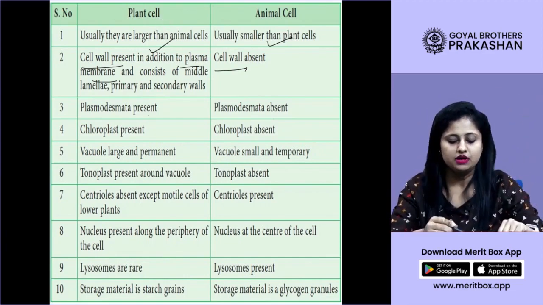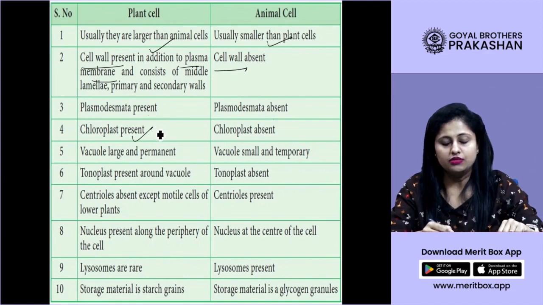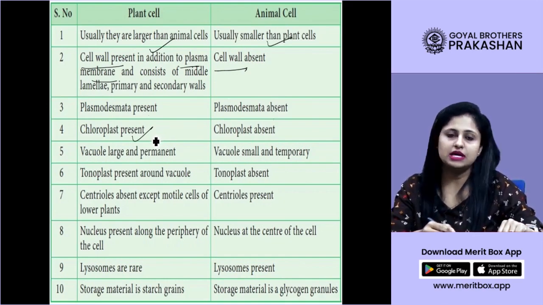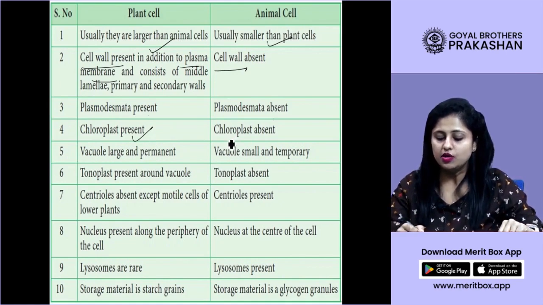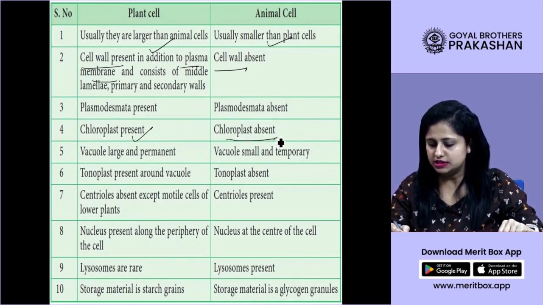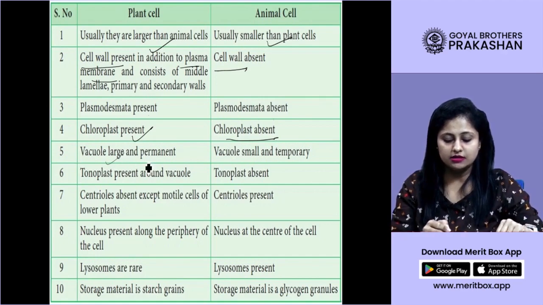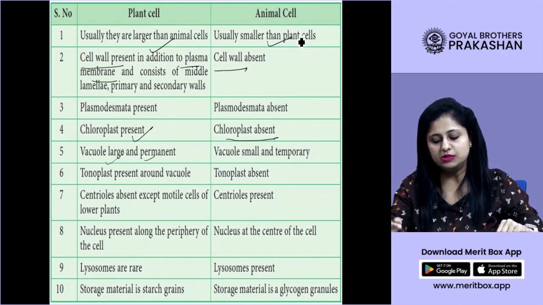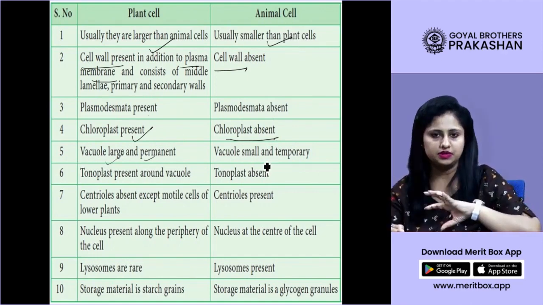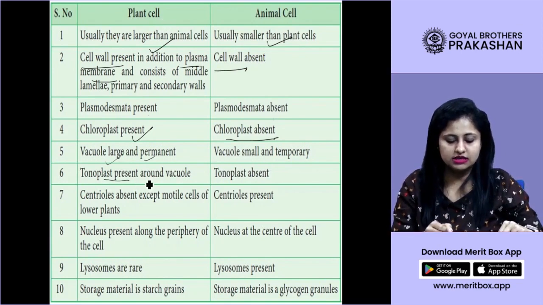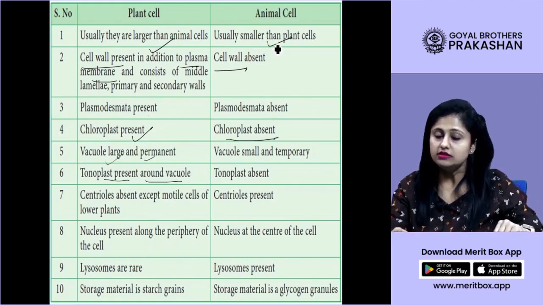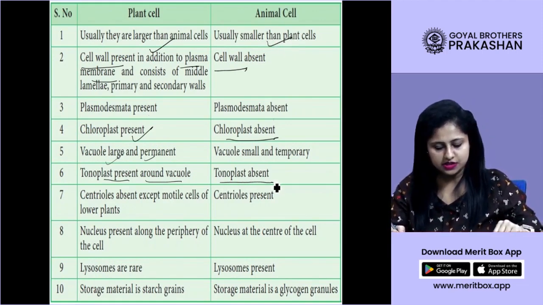In plant cells, chloroplasts are present, which are responsible for photosynthesis, and therefore they are known as the kitchen of the cell, chloroplast or plastids. In animal cells, chloroplasts are absent. In a plant cell, the vacuoles are large and permanent or prominent, you can say. In an animal cell, the vacuoles are very small and temporary. In a plant cell, tonoplast is present around the vacuole. This we have already seen. In an animal cell, tonoplast is absent.